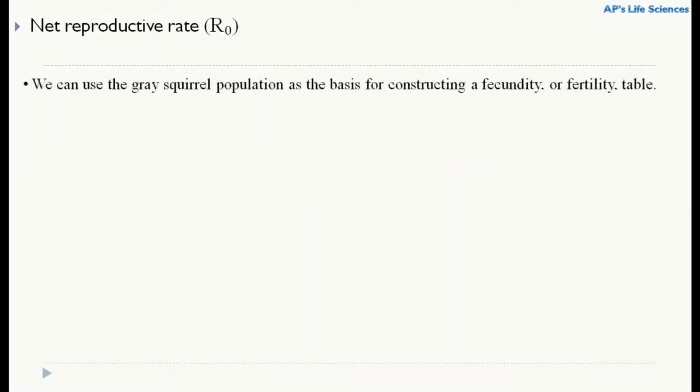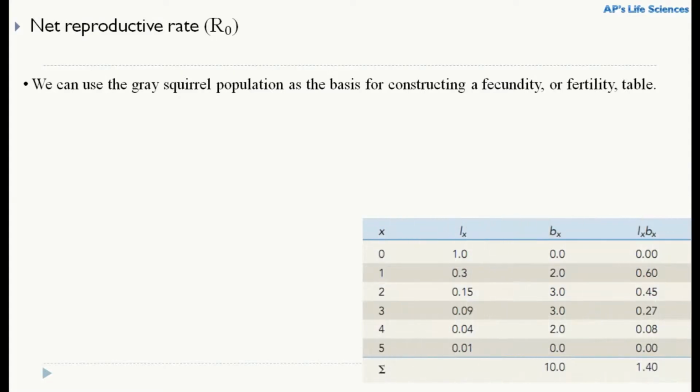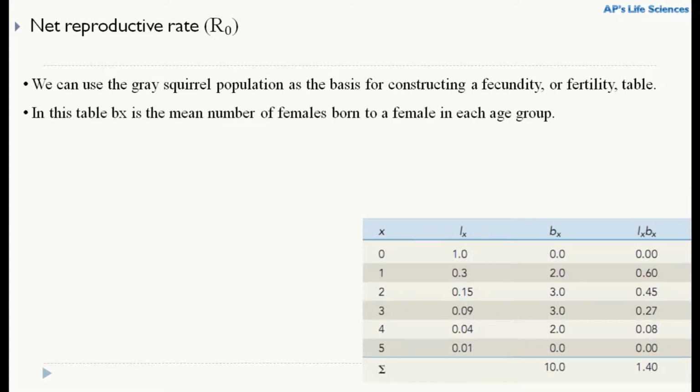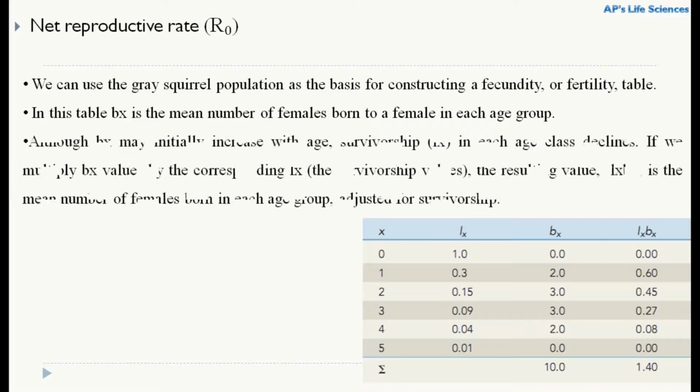We can use the gray squirrel population as the basis for constructing a fecundity or fertility table, and this fertility table is particularly used for calculating the net reproductive rate. In this table we can see there is an extra symbol, that is bx, and this bx is the mean number of females born to a female in each age group, that is how many females are born from an individual female in this particular age group.